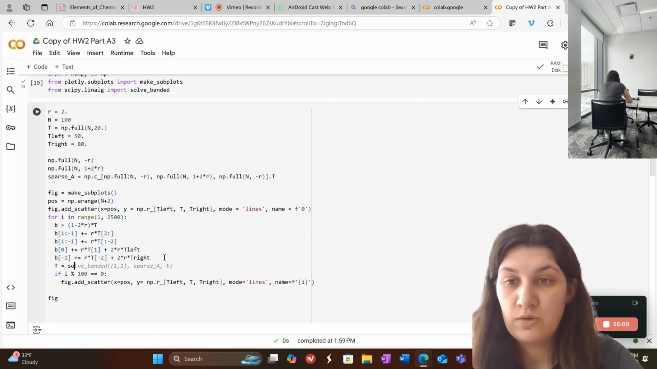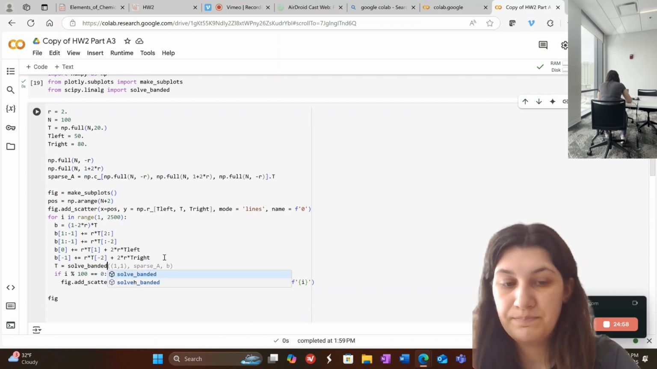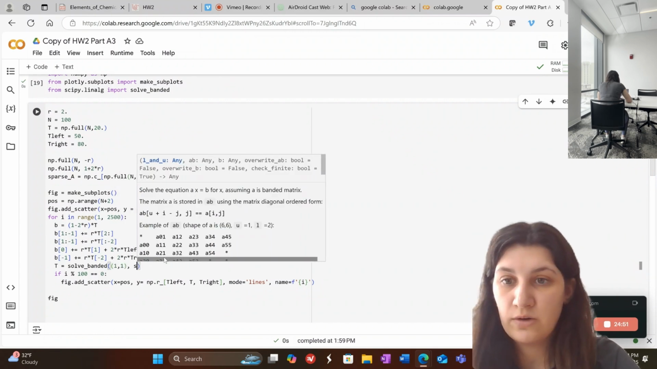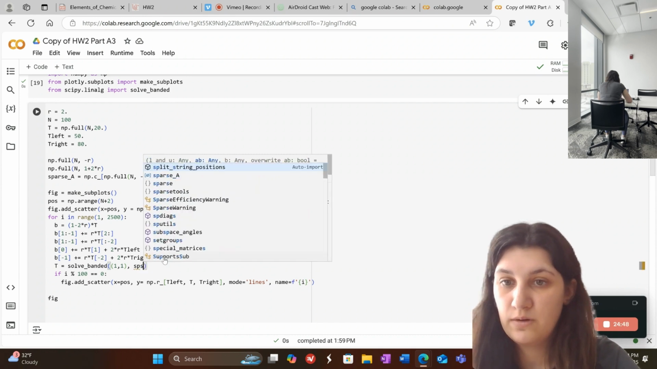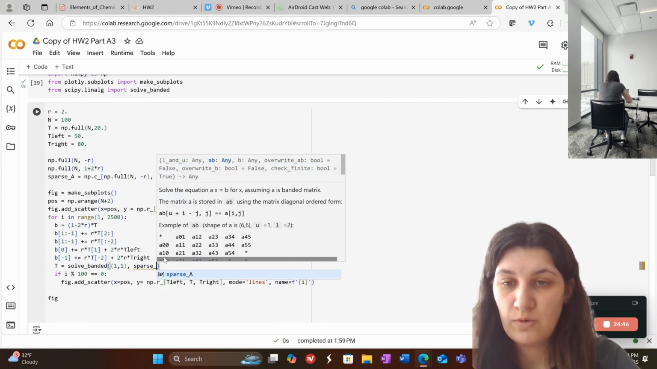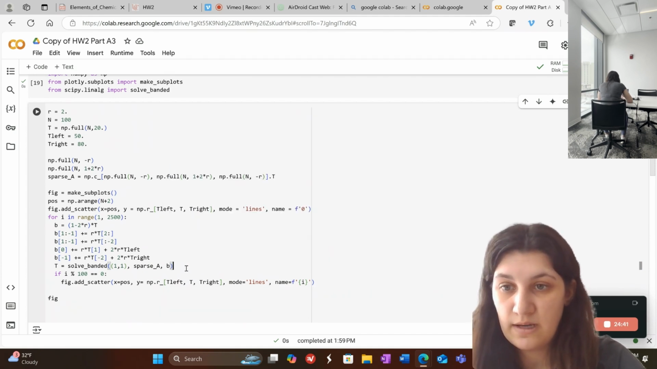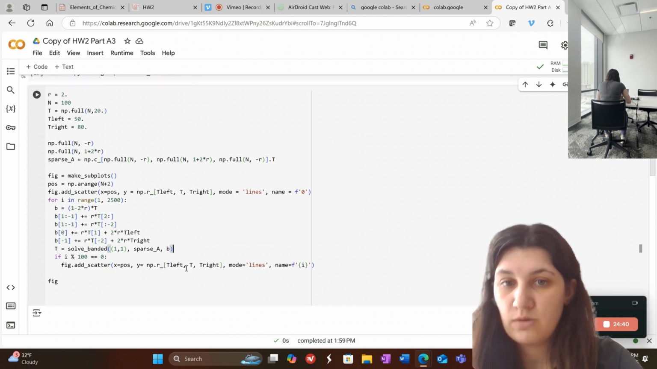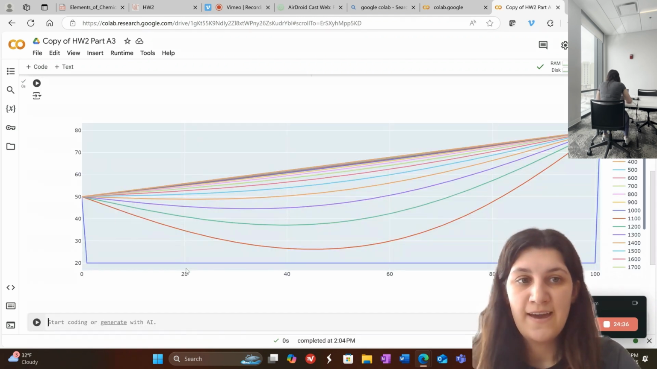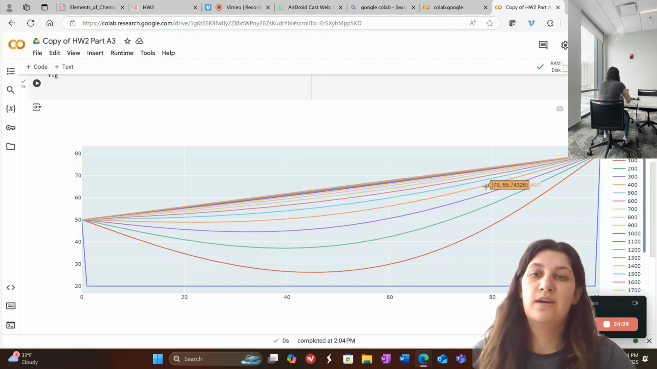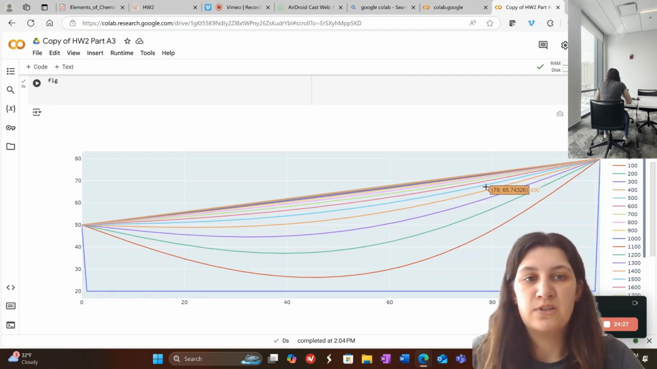T equal to solve_banded. We have one upper and one lower diagonal. We have our sparse_A, so our values for the matrix, and then we have our right-hand side of the equation. Fingers crossed that it works. And there we go. We can see our plot of temperatures. It's pretty much what we expect, and it looks very similar to what we saw in Part A.